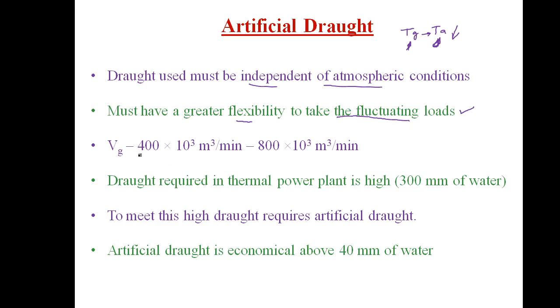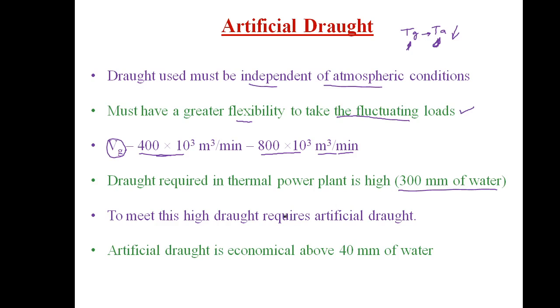This artificial draught imparts the velocity to gases, that is, a discharge of gases of 400 into 10 to the power of 3 meter cube per minute to 800 into 10 to the power of 3 meter cube per minute. This is not velocity, this is the volume of gases discharged per minute. Then the draught required in a thermal power plant is 300 mm of water.